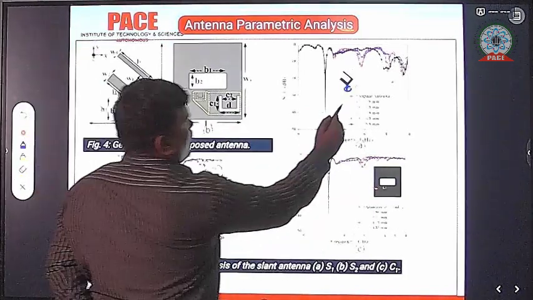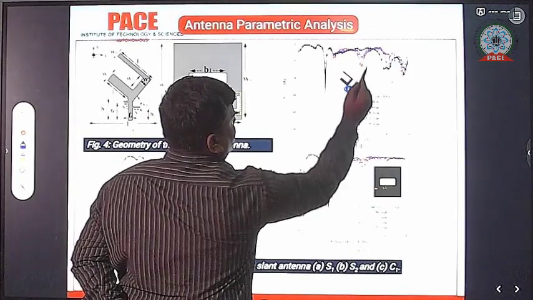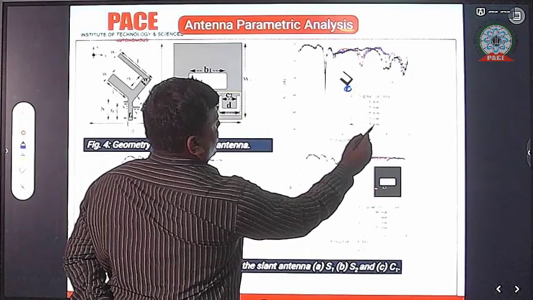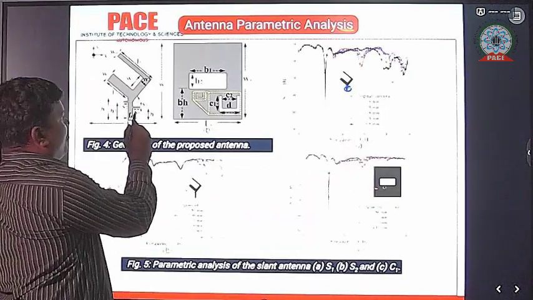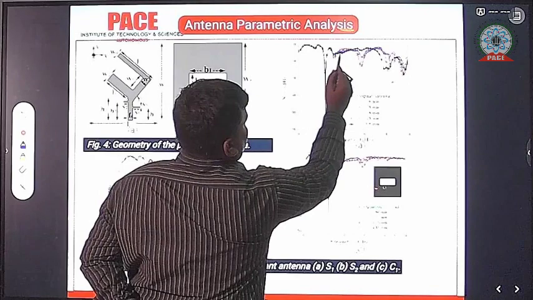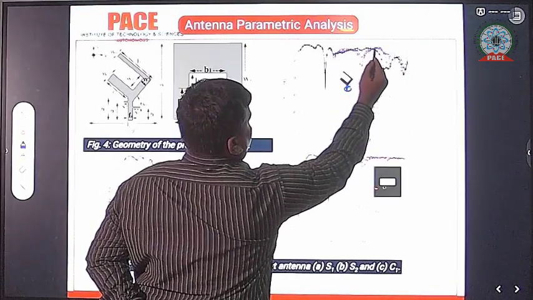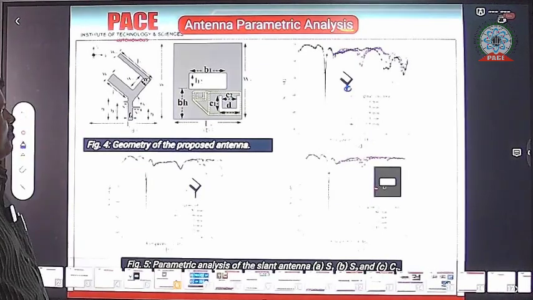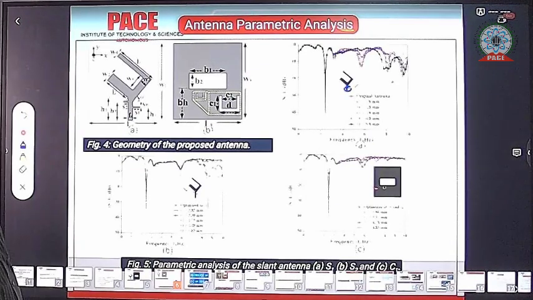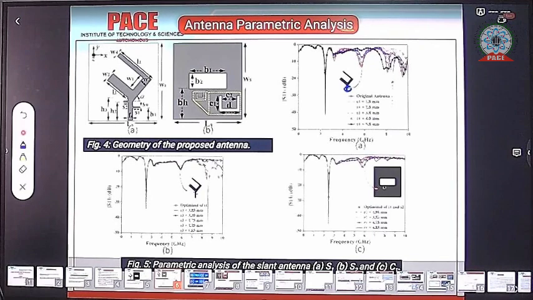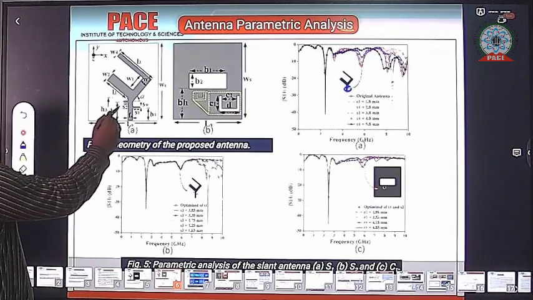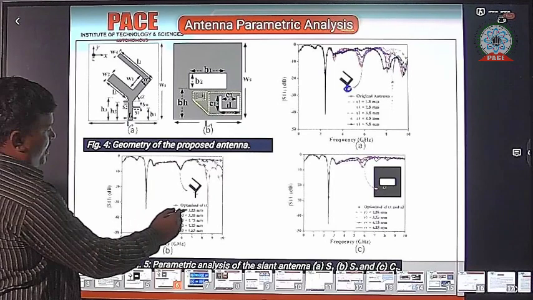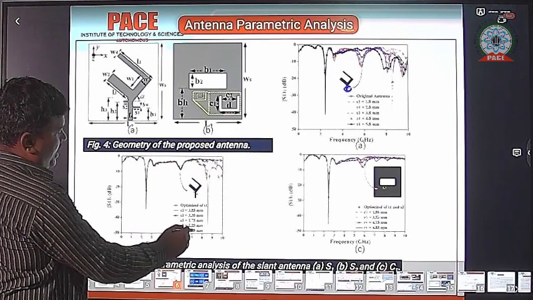The red color indicates the original antenna results. The black color is S1 at 5.8 mm. At 5.8 mm, the harmonics are suppressed up to 7 gigahertz. Higher harmonics still exist while the lower harmonics have been suppressed. So how to suppress the higher harmonics? For that, one more stub is given, S2, with length initially 3.85 to 1.65 mm.